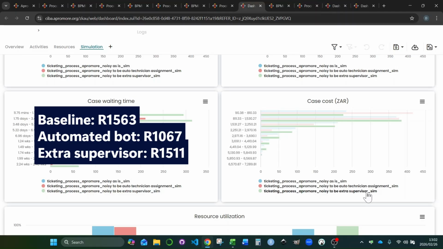So we can make a decisive managerial conclusion. If the primary KPI is speed, extra supervision can be effective. If the KPI is comparative return on investment across both time and money, the technician assignment automation is the better choice. That line of investigation looks at case duration as the primary KPI.